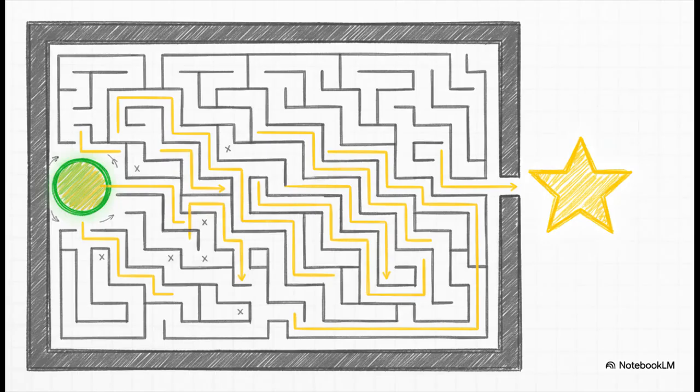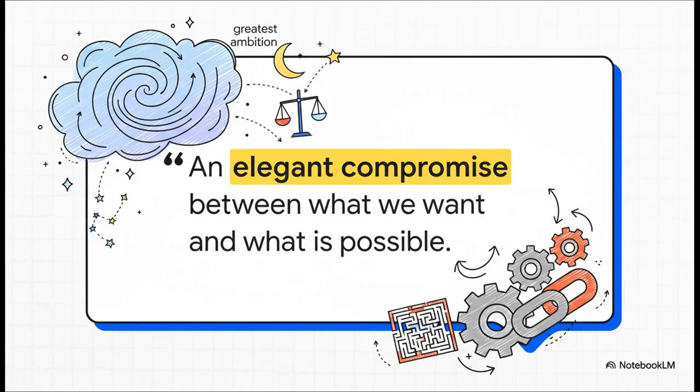So, at the end of the day, Lagrange multipliers give us a framework, a language, for making the smartest possible choice when we're faced with limits. It's a universal tool for navigating trade-offs and finding the absolute best solution that is actually possible. I think this quote just perfectly sums it all up. It's not about getting everything you could ever dream of. It's about finding that perfect, elegant compromise between your biggest ambition and the reality of the constraints you're working with.